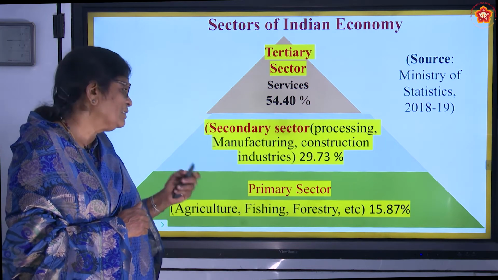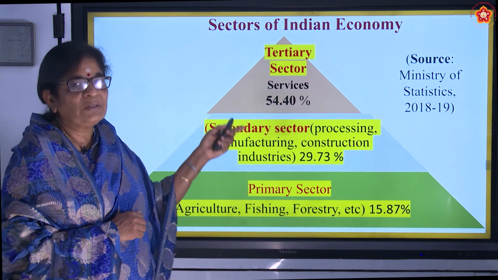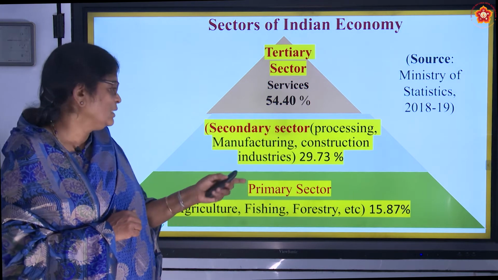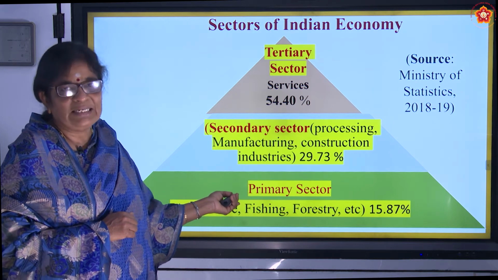And the agricultural sector, as per the statistics of the Ministry of Statistics and Programme Implementation for 2018-19, contributes almost 16% to the GDP of the Indian economy.